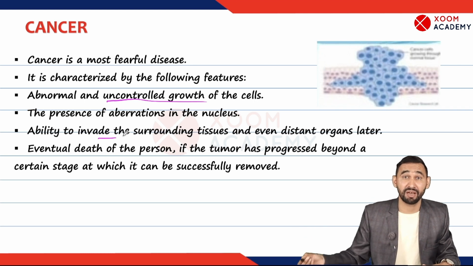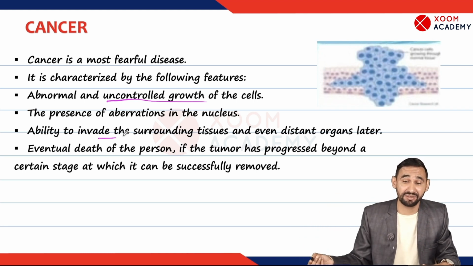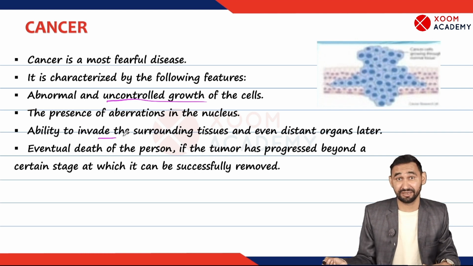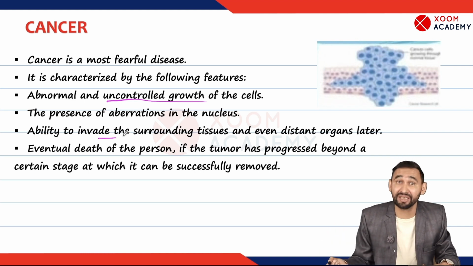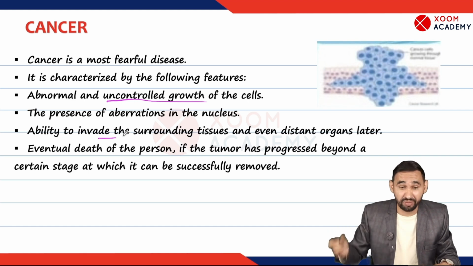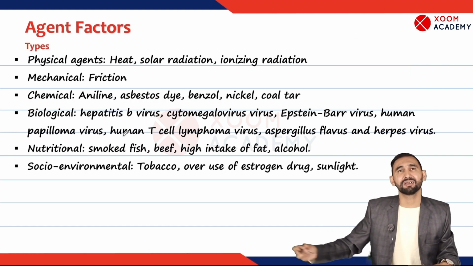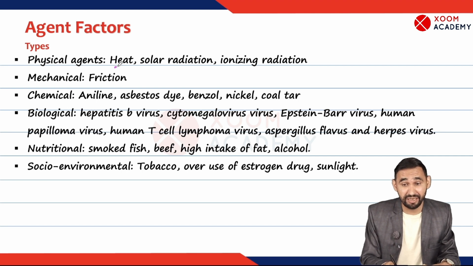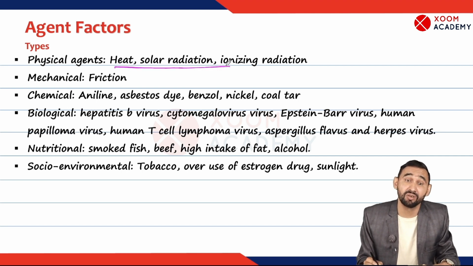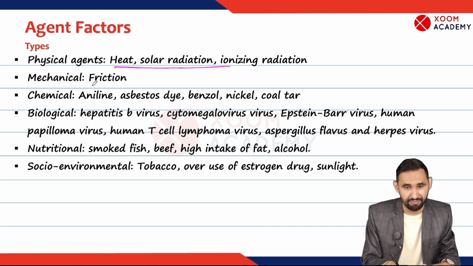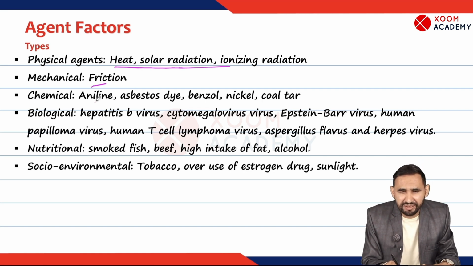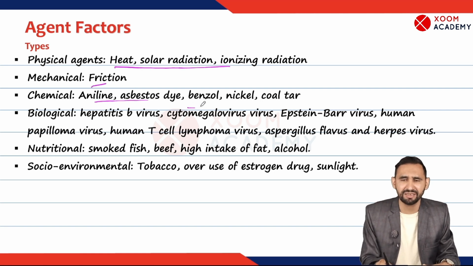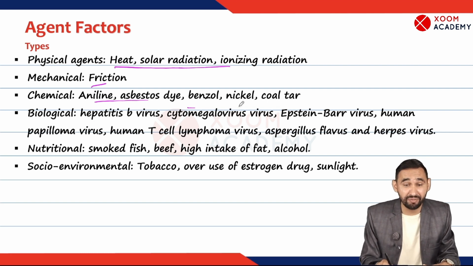Liver cancer is common in Pakistan, as are cervical cancer and breast cancer. Most cancers are diagnosed at later stages. At stage 3 or stage 4, it is hard to treat them. So we need to screen them. There are several agent factors, like physical agents. Heat plays an important role, as do ionizing radiation, solar radiation, and friction. There are mechanical factors. There are chemical factors: asbestos, dye, benzol dye, coal tar. They are playing a role in increasing the burden of cancer.